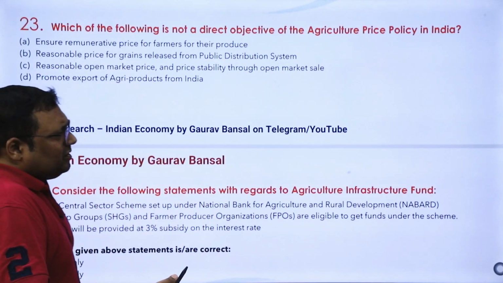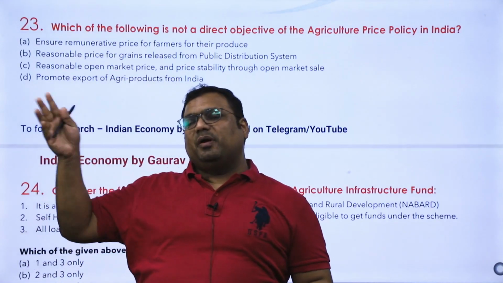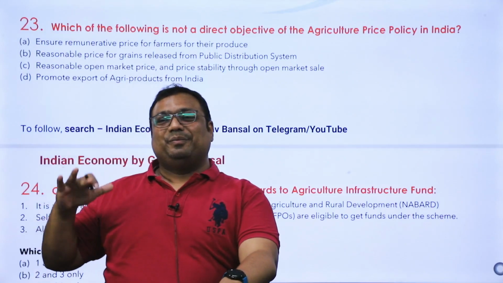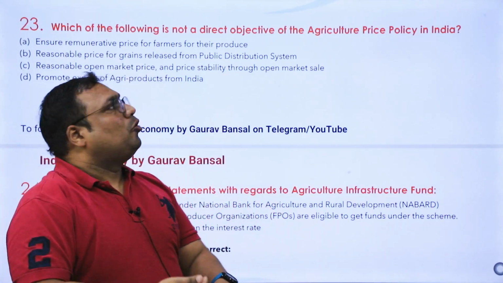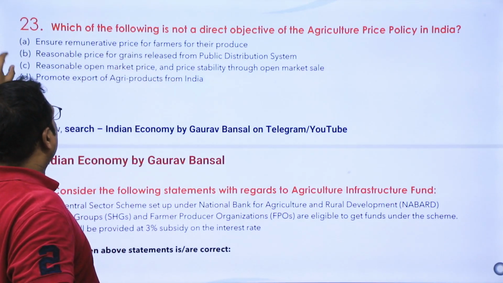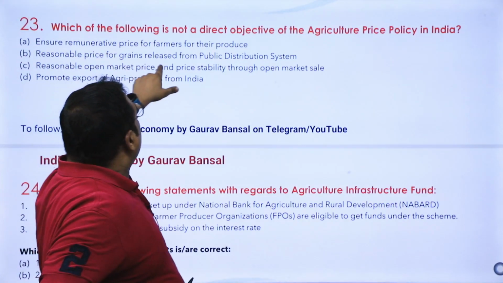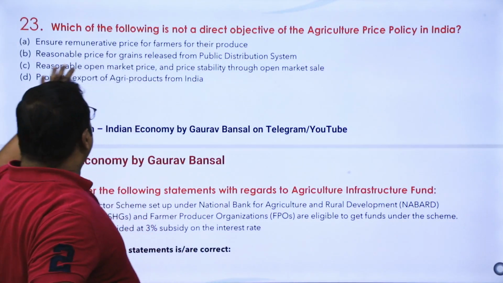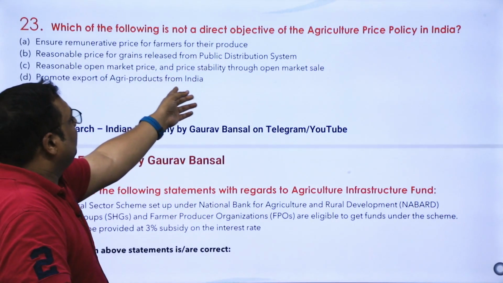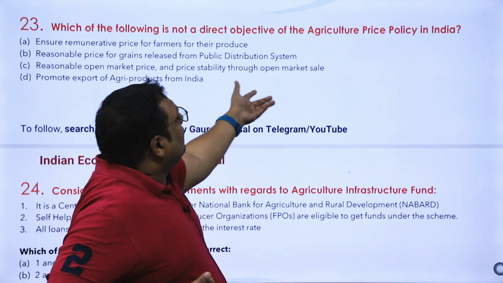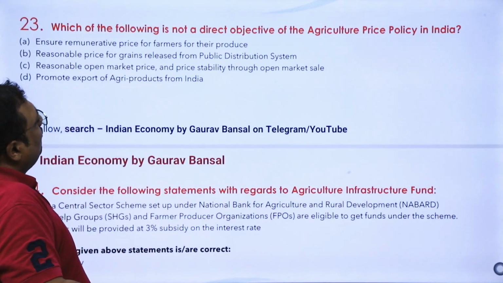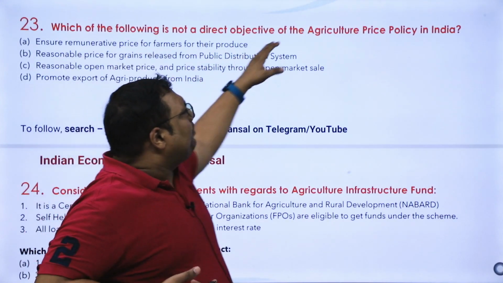So under agriculture price policy, what do we want? That people get food at a reasonable price, that farmers get good income. These are the common objectives. So ensure remunerative price for the farmers, that is absolutely correct. B, reasonable price for PDS, that is also correct. Reasonable open market price, that is price for common people. And price stability, that is of course correct. D, promote export of agriculture products from India. This is not part of the price policy.